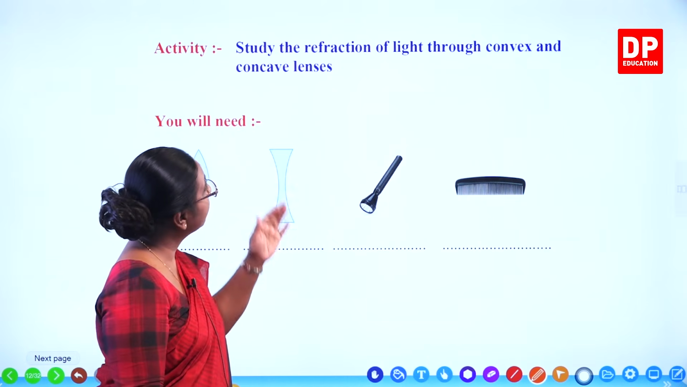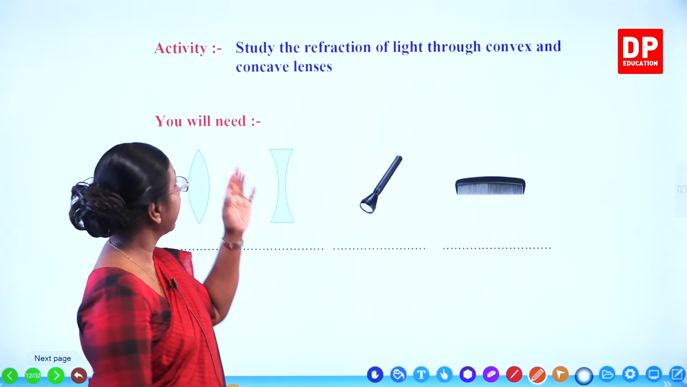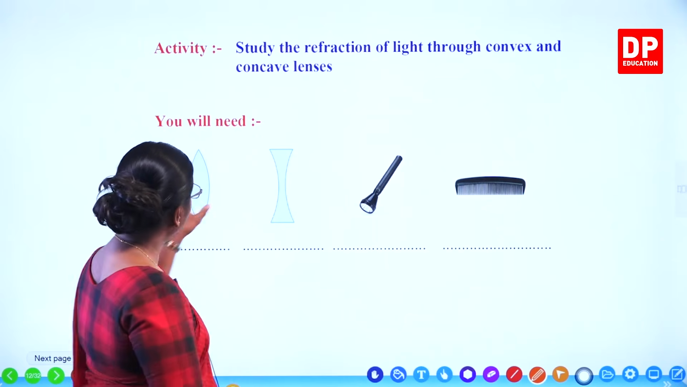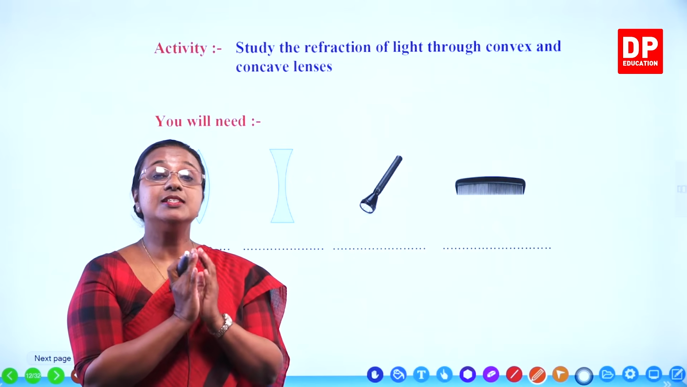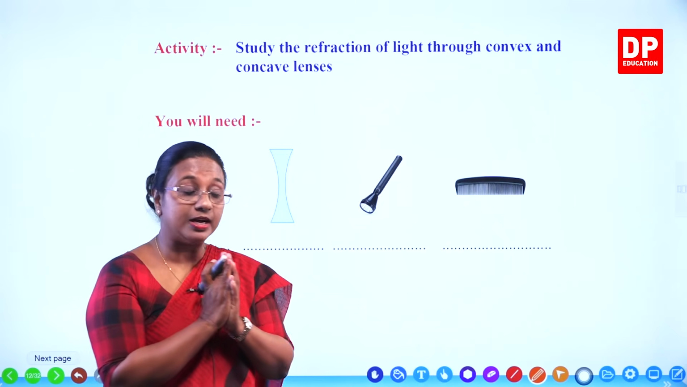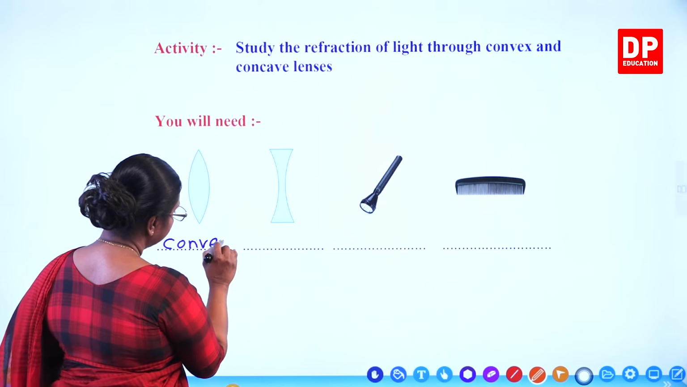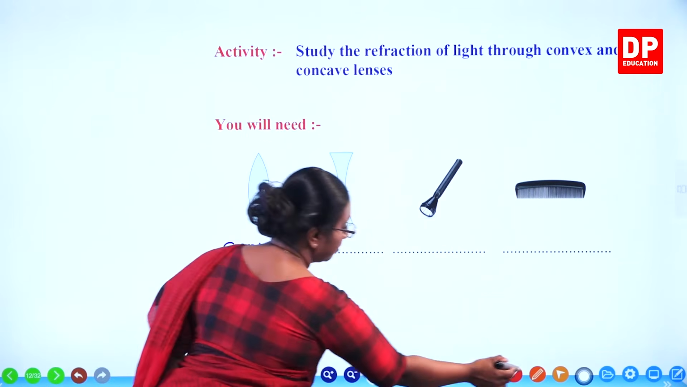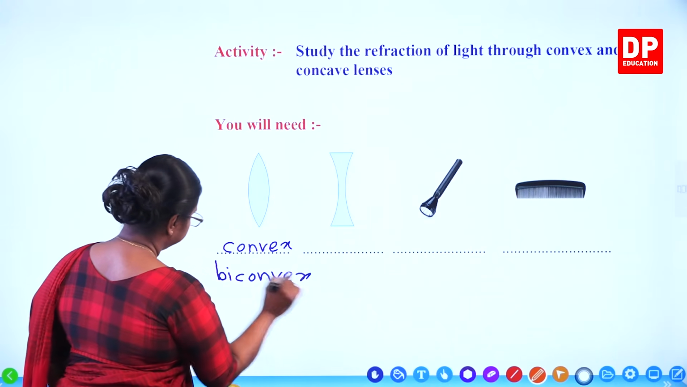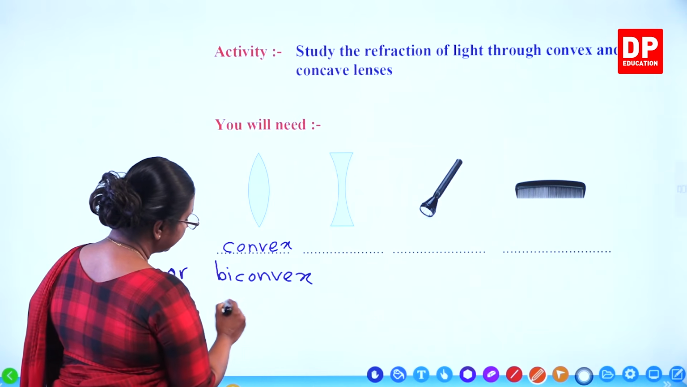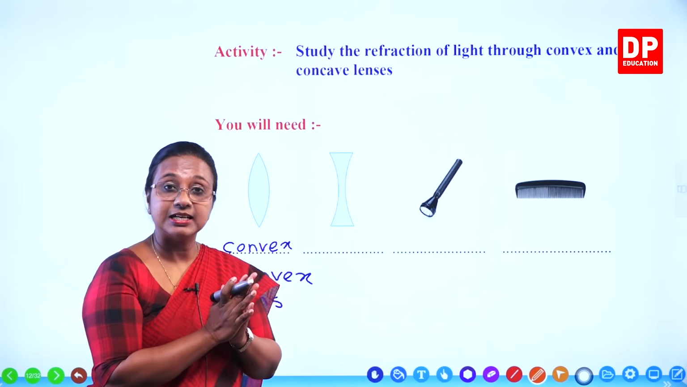So here we have an activity where we study the refraction of light through convex and concave lenses. So you all are familiar with the lenses. If the refractive surfaces of the lens are curved outwards, it is known as the convex lens, or sometimes we call it the biconvex lens. So you can write it as convex lens or biconvex lens. Bi because there are two surfaces and they are curved outwards.